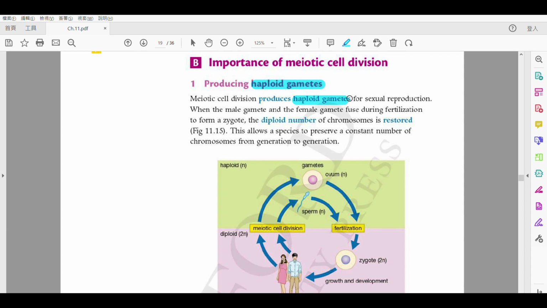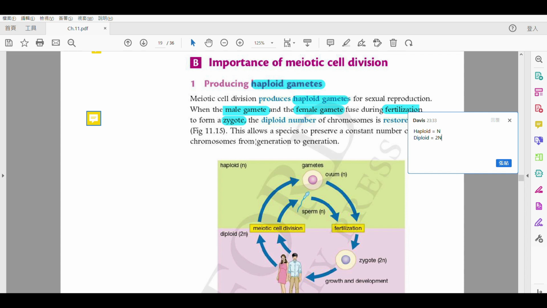Why not diploid gametes? 點解唔可以 diploid 啊？因為 remember the definition of fertilization. Fertilization 嘅意思係代表咩啊？就係一個 male gamete with 一個 female gamete, and then 佢哋會 fuse together during fertilization to form 一個 zygote. Remember now, help me write down. Haploid, is it N or 2N? It's N, right? So diploid, N or 2N? 2N, right?